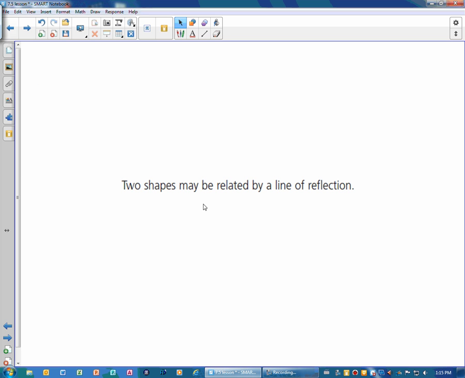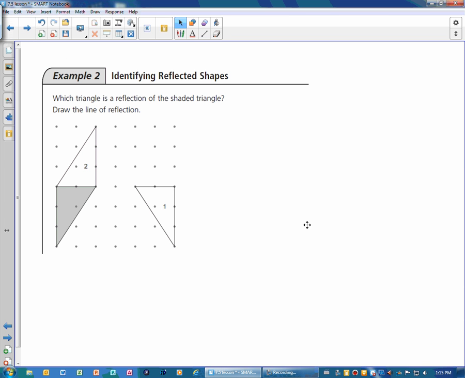All right, two shapes may be related by a line of reflection. So in example number 2, it says, which triangle is a reflection of the shaded triangle? So reflection means that it folds over onto a line, okay? So the shaded triangle is the original. I'm going to make it a little darker here just so you can really know we're talking about this triangle.